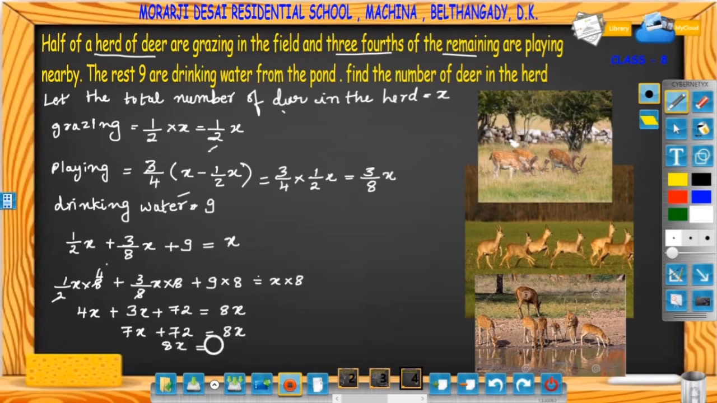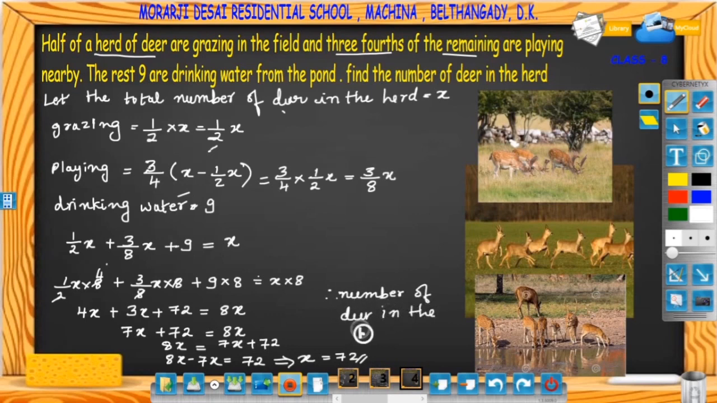Now 8x is larger than 7x, so I will interchange LHS and RHS. Sign does not change. 8x is equal to 7x plus 72. So 8x minus 7x is equal to 72. x is equal to 72. Therefore, the total number of deer in the herd is 72.